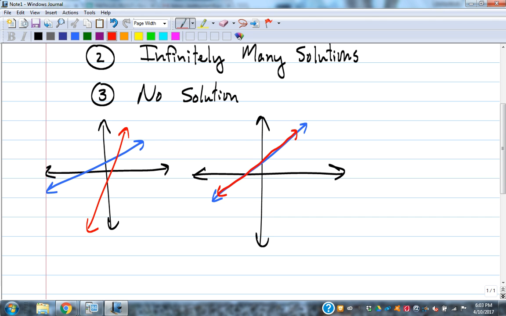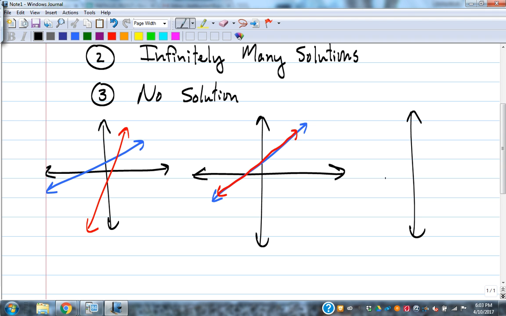When you're dealing with 3D, infinitely many solutions can look like two planes right on top of each other. It could look like two planes meeting at a line. So if you think about where the ceiling meets the wall, that's a straight line. There's a bunch of points there, so it's an infinite number of them. So that gives you a visual for that.